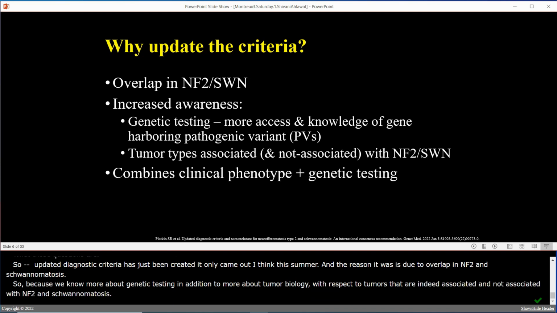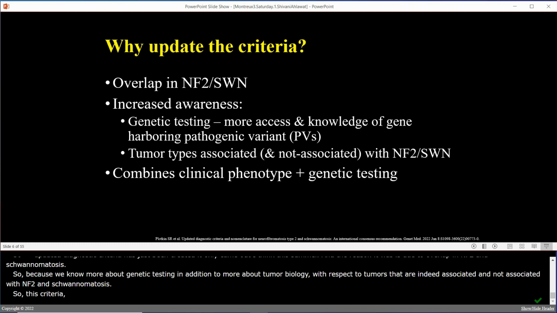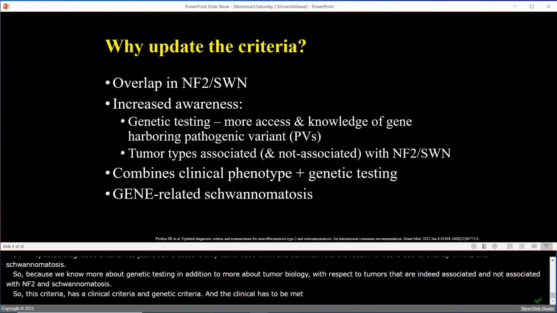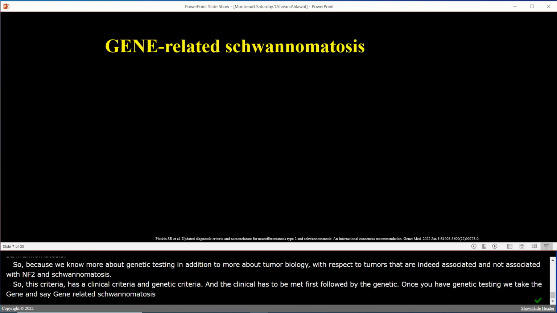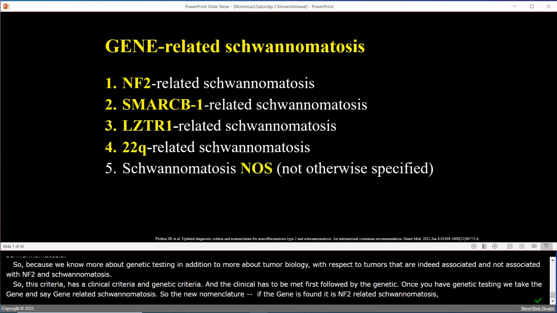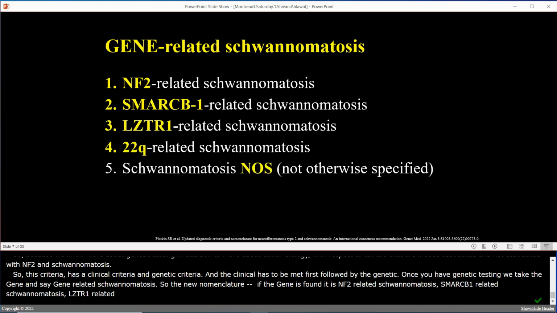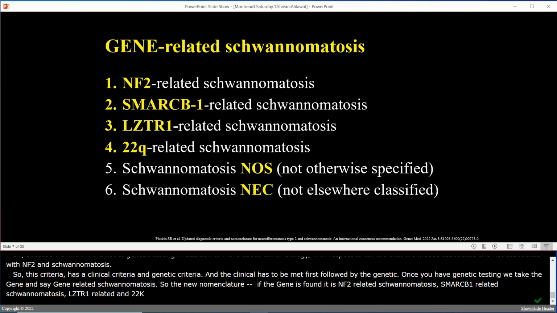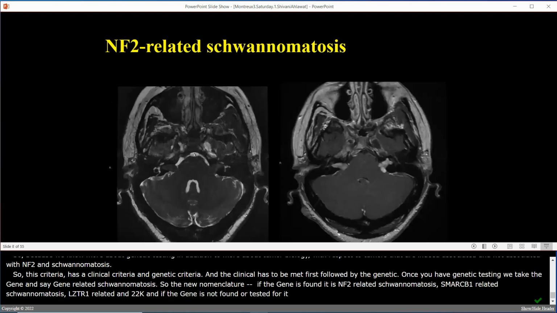So this criteria, just like prior criteria, has a clinical criteria and genetic criteria. And the clinical has to be met first, followed by the genetic. And once you have genetic testing, we take that gene and we say gene-related schwannomatosis. So the new nomenclature, if the NF2 gene ends up being found, it's NF2-related schwannomatosis, SMARCB1-related schwannomatosis, LZTR1-related, 22q, and then if the gene is not found or not tested for, it's not otherwise specified or not elsewhere classified.